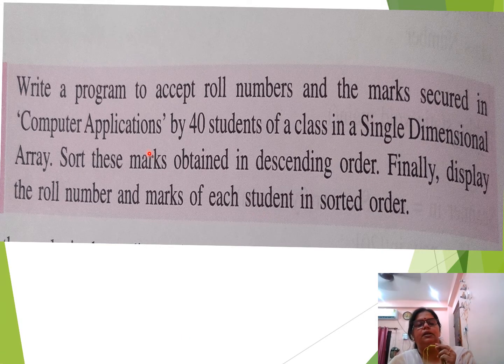Now we will write the next program. Write a program to accept roll numbers and the marks secured in computer application by 40 students in a class in a single dimension array. Sort these marks obtained in descending order. Finally, display the roll number and marks of each student in sorted order. In this, we have to take 40 students' roll numbers and their marks, and then arrange the marks in descending order with the help of sorting. Any technique you can use, selection or bubble. Since selection has been reduced from your syllabus, you have to use bubble sorting.